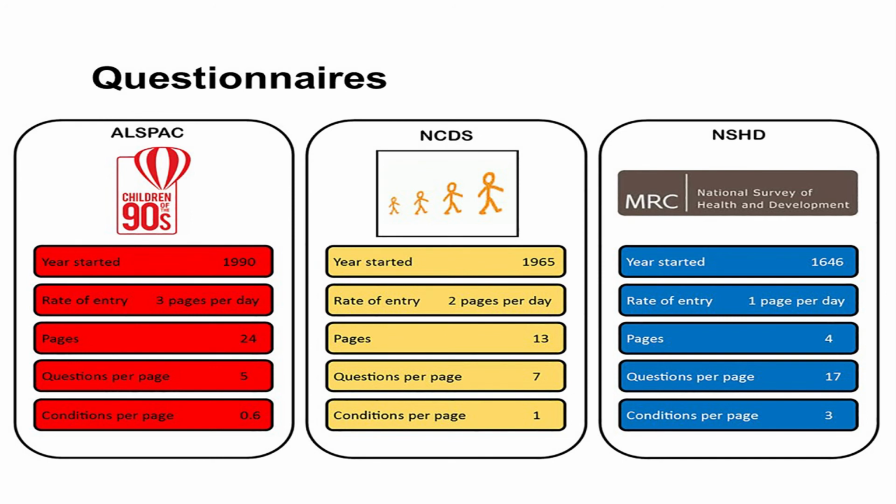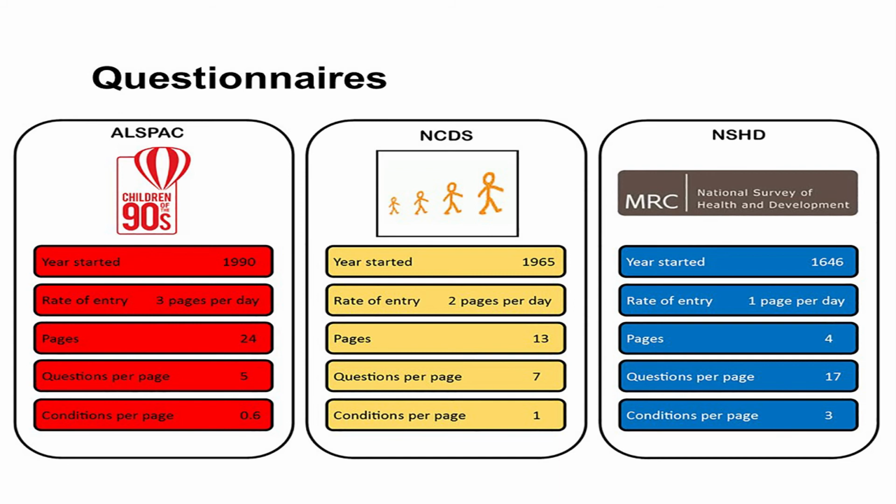So the first one is the Red study, which here is represented by Alsbach. It started in the 90s, so it's quite recent. The rate of entry is 3 pages per day, so it's a bit faster, but it has got more pages, about 24 pages. It's not got that many questions per page, only 5, and not that many conditions, so it'll condition every other page.